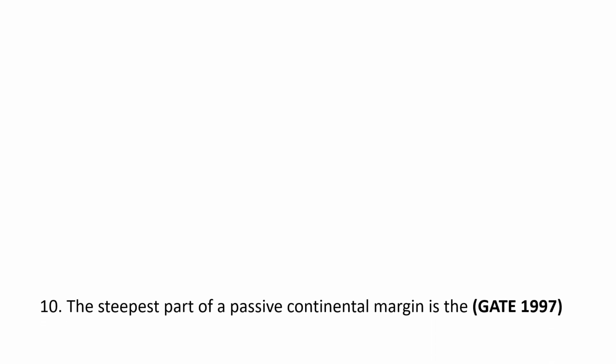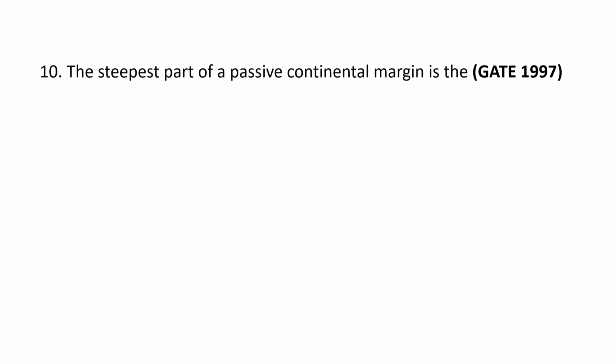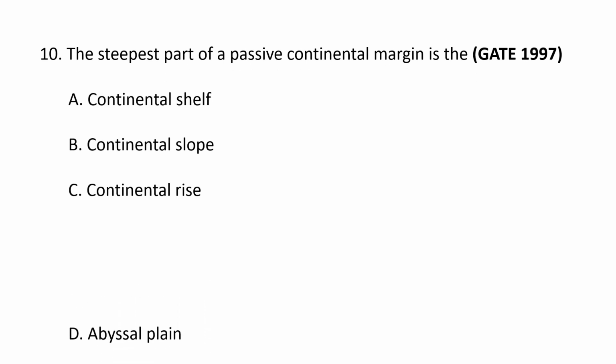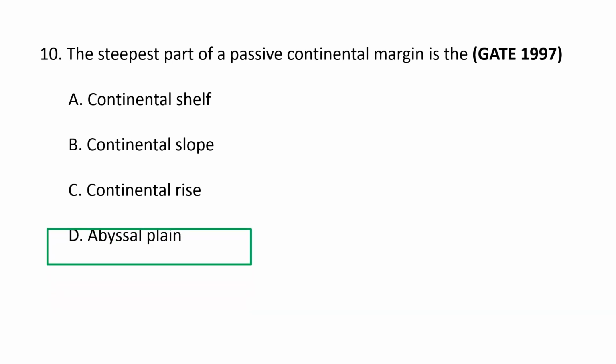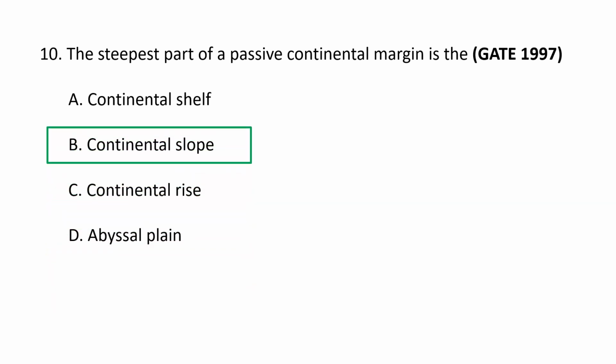Next question. The steepest part of a passive continental margin is the A. Continental shelf, B. Continental slope, C. Continental rise and D. Abyssal plain. The steepest part of a continental margin is known as the continental slope. This steeper portion of the margin is the continental slope and it extends from the shelf and breaks down to 3000 to 5000 meters.